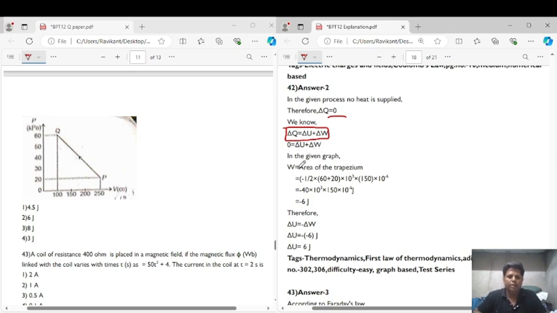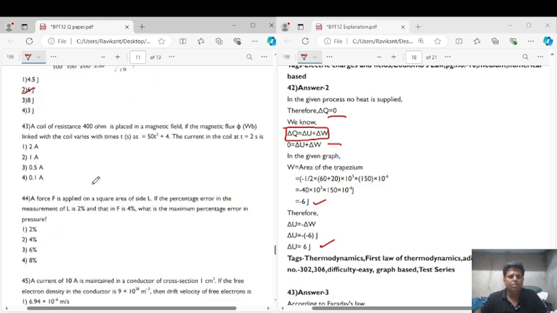Now in the graph, W is equals to the area of the trapezium, and the area of this trapezium is coming out as minus 6 joule. So we have work done is equals to minus 6 joule. Now from this equation we can say that delta U is equals to minus of delta W. Putting the value of minus delta W over here, delta U is equals to plus 6 joule. So the change in internal energy of the system will be equals to plus 6 joule. So the correct answer for question number 42 is option 2.